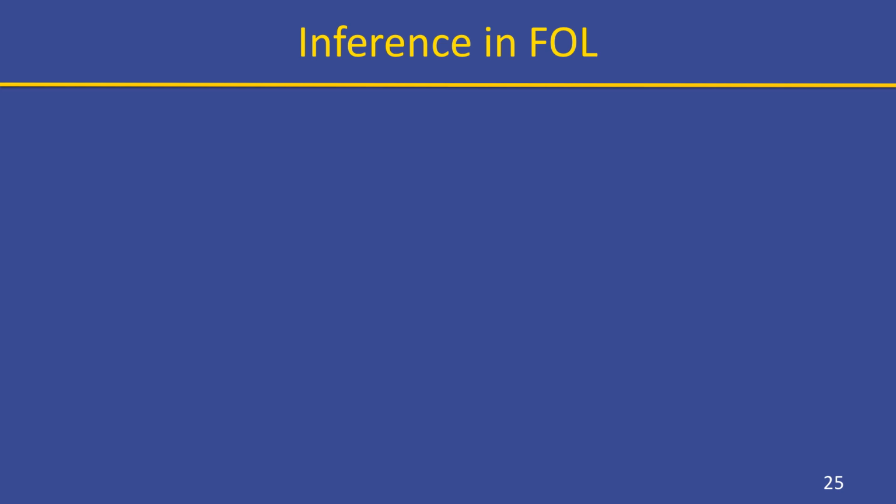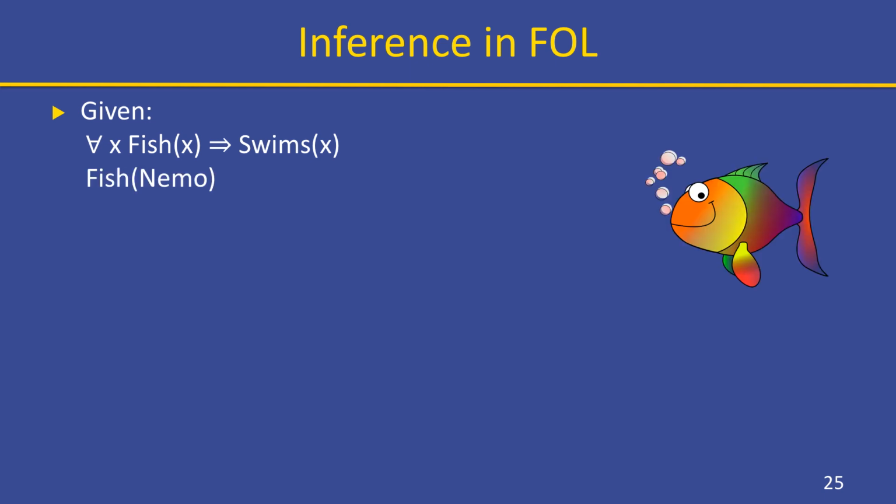In the next few slides, we are going to lay the groundwork for inference in first-order logic. Consider the following sentences. For all x, fish x implies swims x, and fish Nemo. So we know that Nemo is a fish, and we know that all fish swim. How can we infer that Nemo swims?